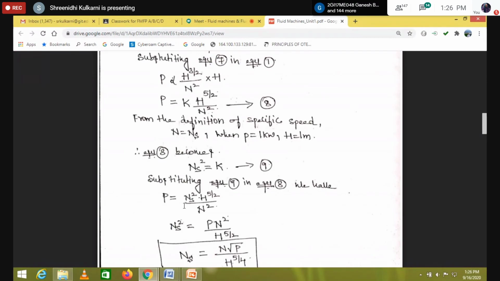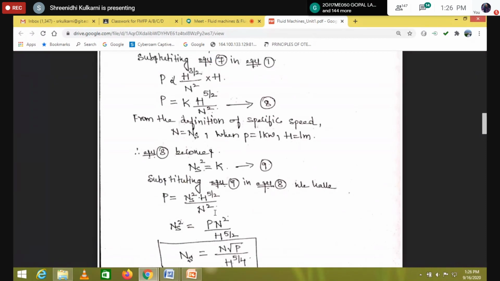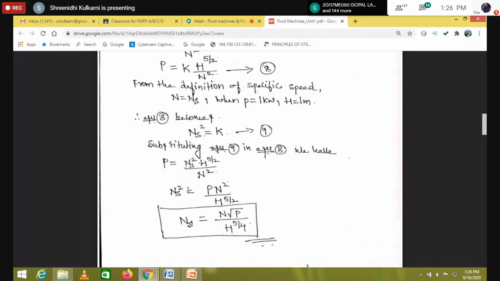Further, we will substitute this here. So finally we will get P is equal to K, which is Ns square, H to the power of 5 by 2 by N square. I want the specific speed. So specific speed is given by P N square by H to the power of 5 by 2. But here we have to remove the square. Specific speed is equal to N into root of P by H to the power of 5 by 4. Here it was 5 by 2 and here it is 5 by 4.